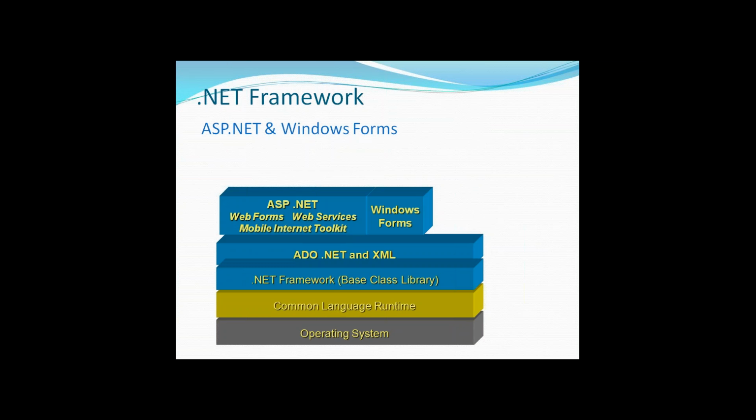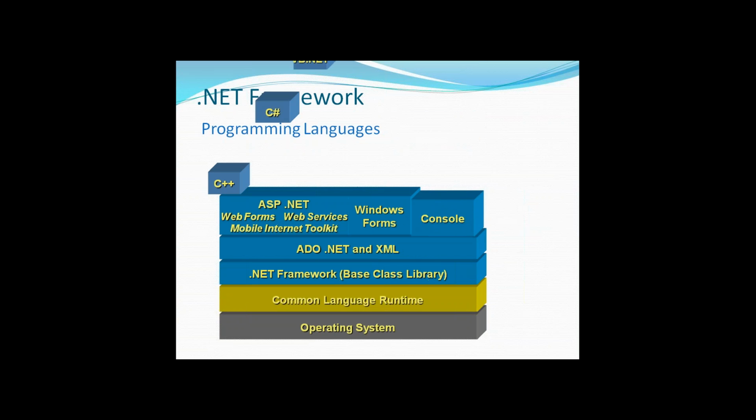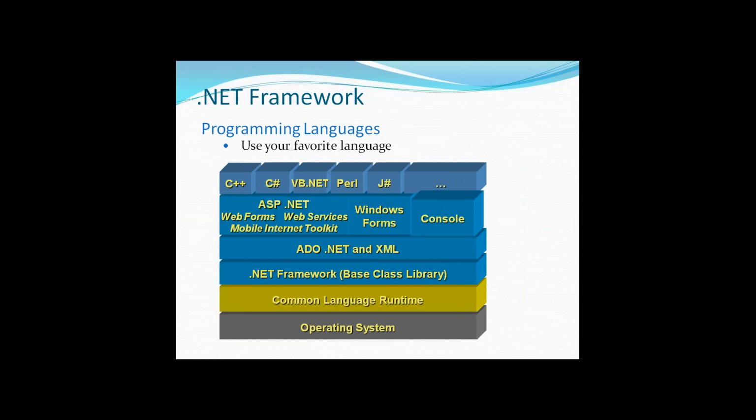Now above that, ADO.NET, look over here. ADO.NET is the connection between your application, your class libraries and your database. These all are your favorite programming languages. The .NET framework's main functionality is providing interoperability. Interoperability means supporting different languages, for example C++, C Sharp, VB.NET, Perl, J Sharp, etc. Almost 42 languages are supported inside the .NET framework.